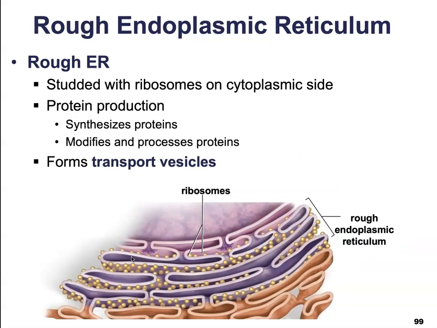So that's going to be sort of the role of the rough ER. It's going to produce those proteins, it's going to process those proteins, and then it's going to get them ready for transport.